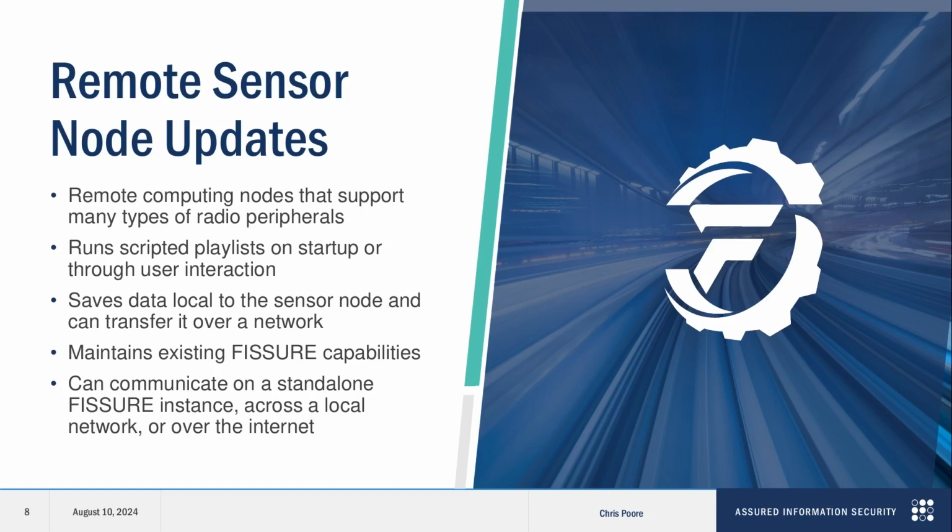The sensor nodes run scripted playlists on startup or through user interaction. The auto run playlists I mentioned earlier. It also saves data locally. It maintains the existing FISSURE capabilities. So whatever FISSURE did before, it still does. You could still spin up a local sensor node and it acts the same way as it did before. So FISSURE can be on a standalone workstation, run across a local network to communicate with these nodes, or you can do it over the internet.